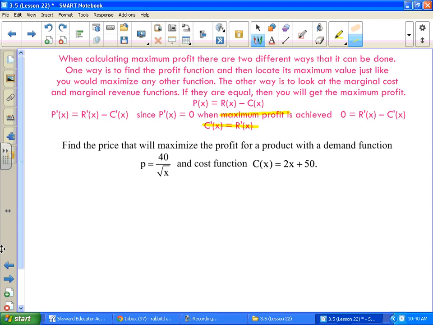So now this is like what was on your last test, okay, or in the last chapter. Find the price that will maximize the profit for a product with a demand function of this and cost function this. So we have our cost function, right? What am I going to need to do with the cost function in order to set these equal? I need the derivative, right? Do I have a revenue function? How do I come up with my revenue function?